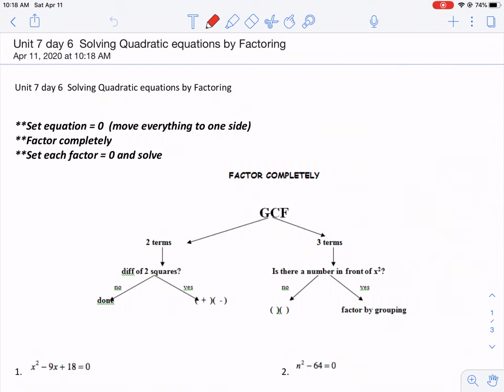Right, welcome back to New Learning, folks. You were in the middle of Unit 7, the quadratic unit, when school was canceled. So we're going to do a little bit of review in this lesson before we move forward.